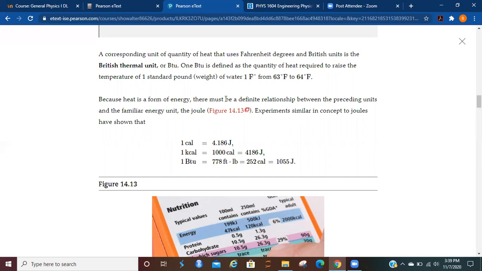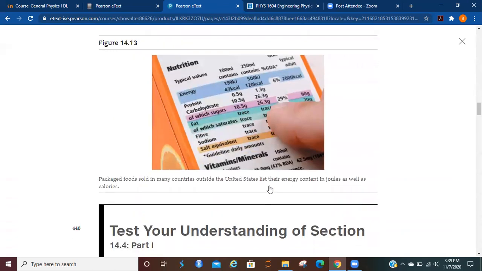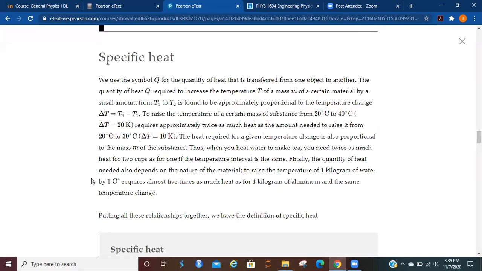Because heat is a form of energy, there must be a definite relationship between the preceding units and the familiar energy unit, the joule. If you do the experiments, you can see the equivalent units here. Packaged foods sold in many countries outside the US list the energy content in joules as well as calories, which, myself not having traveled too much outside the US, I didn't know that.